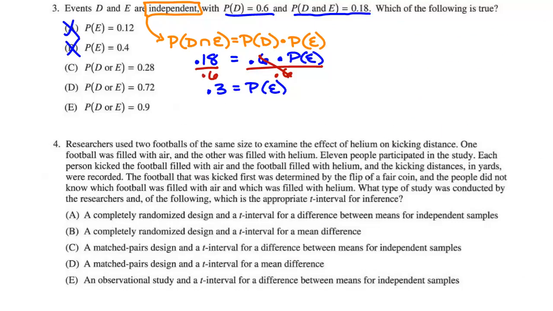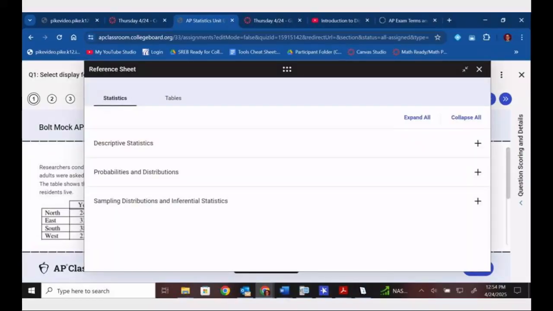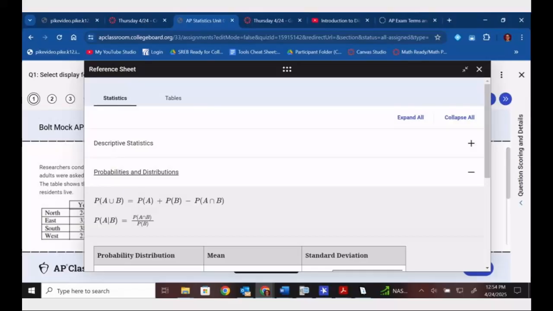This is where your reference page can come in handy. The reference page, if you did not find that yesterday, is right here where it says chi-square and then reference. If you click on that, it will pull this window up. You can navigate to statistics or you can go to the tables. We want statistics. We're specifically looking at probabilities and distributions. So I'm going to click on this here. This is the rule that I want to use.